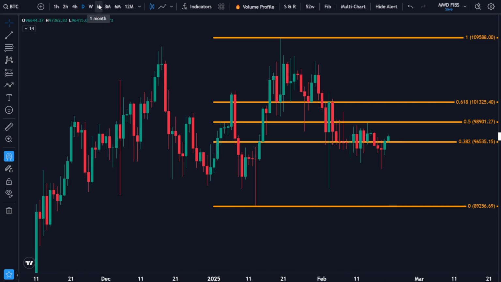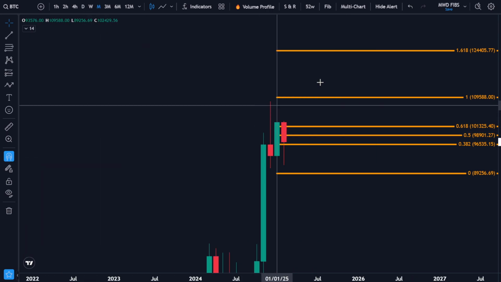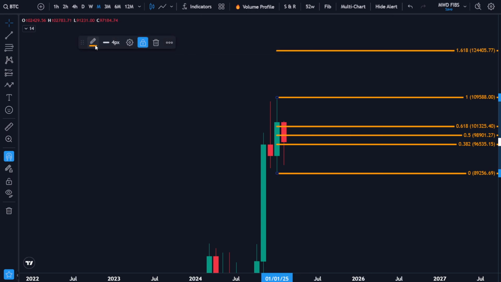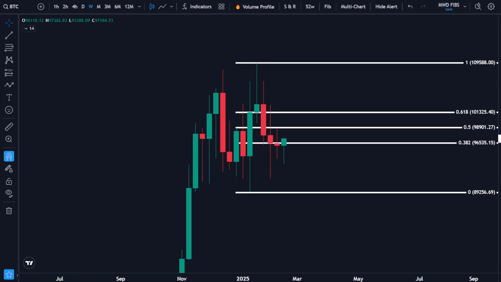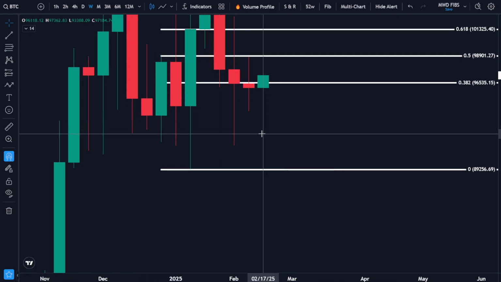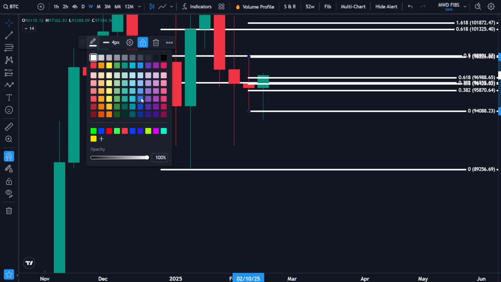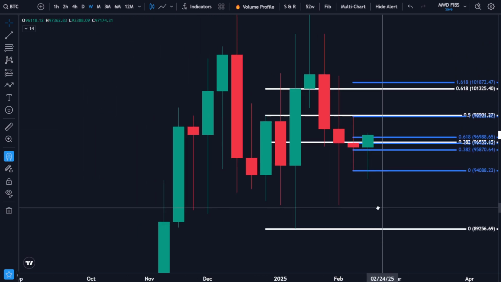So let's go back to the monthly chart. Let me just change this color to white, and then go down one time frame lower, and that would be the weekly chart, and we are going to fib the previous week. So from high to low, lock it, and I normally change it to blue for the weekly fib.